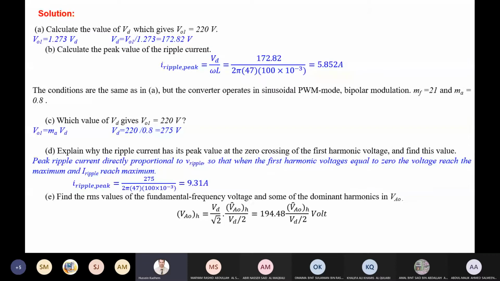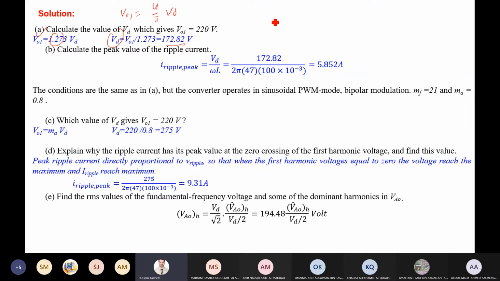The first one, when it is square wave, you remember square wave, very simple. VO1 equals 4 over pi VD. 4 over pi is 1.273. And I want VD, VO1 is given to me. Let me find VD. Just divide directly, calculate it. Now, the peak value of the ripple is to be calculated.